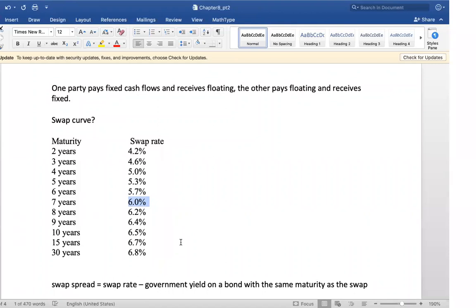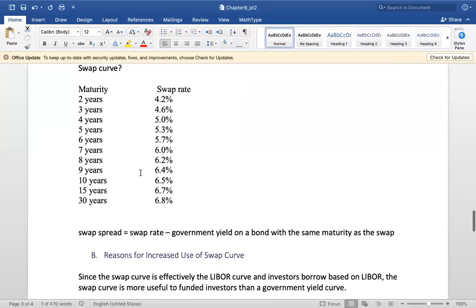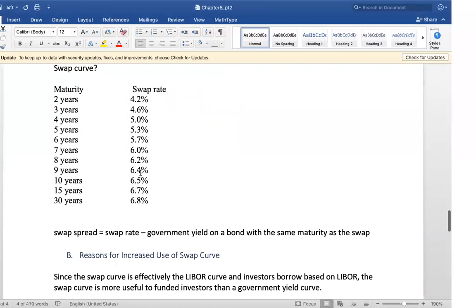By locking in 3-month LIBOR, it means that a party that pays the floating rate, in our case party B, is locking in a borrowing rate. The party receiving the floating rate is locking in an amount to be received. Because 3-month LIBOR is exchanged, the swap curve is also called the LIBOR curve, which I have written here. So this is the swap curve or the LIBOR curve.